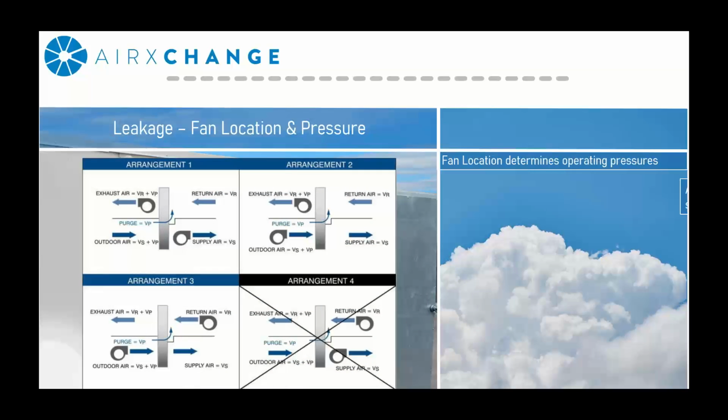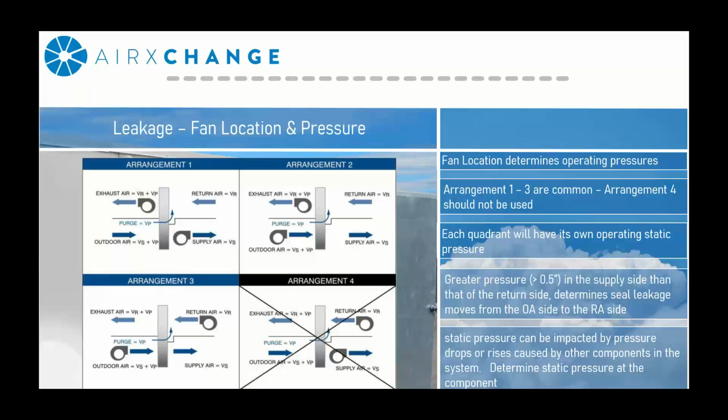So starting with fan location. Once again, fan location is critical for determining operating pressure. So you're going to want to take note of where the fans are located during your inspection process, because you're going to be taking static pressures in each of the quadrants that surround the energy recovery component. The three most common arrangements are displayed in the image to the left. If you find that you have that fourth arrangement, you should really contact the equipment manufacturer for advice on how to operate it, as that particular configuration is prone to excessive amounts of leakage.